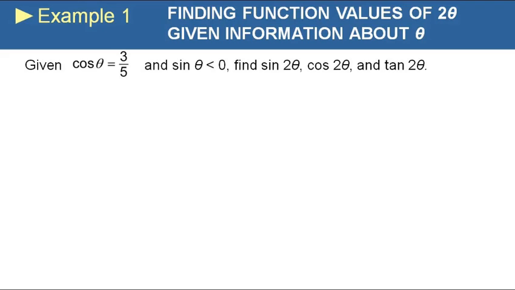Okay, now we'll walk through example 1 together. Given that cosine of theta equals 3/5 and sine of theta is less than 0, find sine of 2 theta, cosine of 2 theta, and tangent of 2 theta. So when they say that sine of theta is less than 0, of course they're trying to tell you that sine of theta is negative. That gives us a clue as to the quadrant. If sine is negative but cosine is positive, then we have to be talking about an angle in quadrant 4.